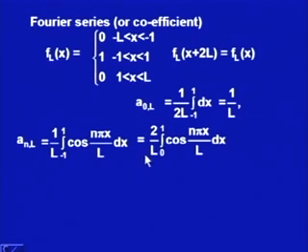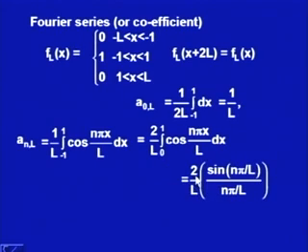This is an even function, so we can write it as 2 times, that is 2 by L integral from 0 to 1 of cos(n pi x over L) dx. Its integral is nothing but sin(n pi x by L) divided by n pi by L, evaluated from 0 to 1. We would get finally 2 by L times sin(n pi by L) upon (n pi by L).